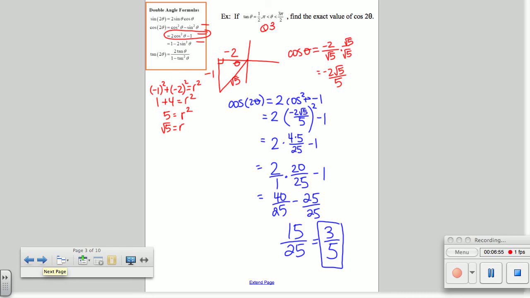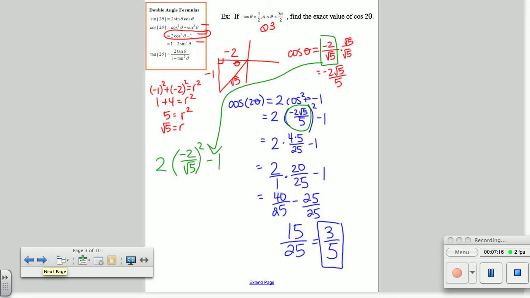Now, let's go back for 1 second. You'll notice that I put the rationalized form into my formula. Had I used the unrationalized form instead, it would work out almost the same way, only the squaring would have been a little bit easier. And let's take a look at that just really quick.